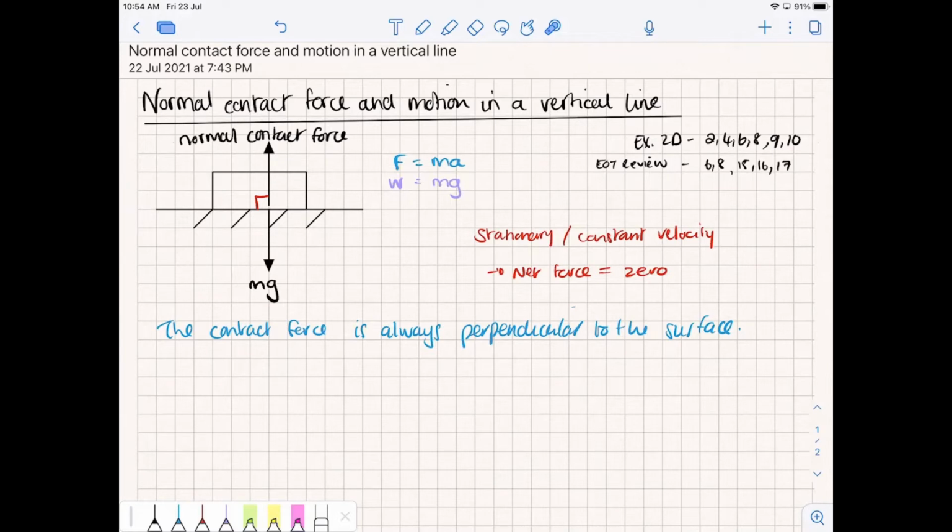The table will break? The table will break, right? There will be acceleration because the table cannot provide enough contact force to sustain the weight of the object, and so the table will break and the object will accelerate down, okay?